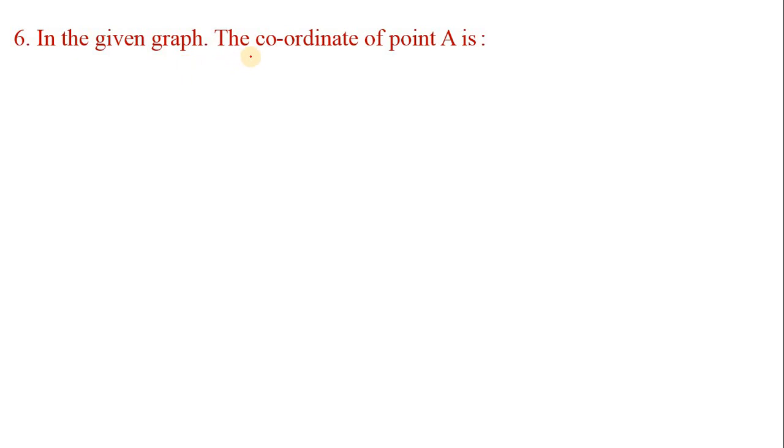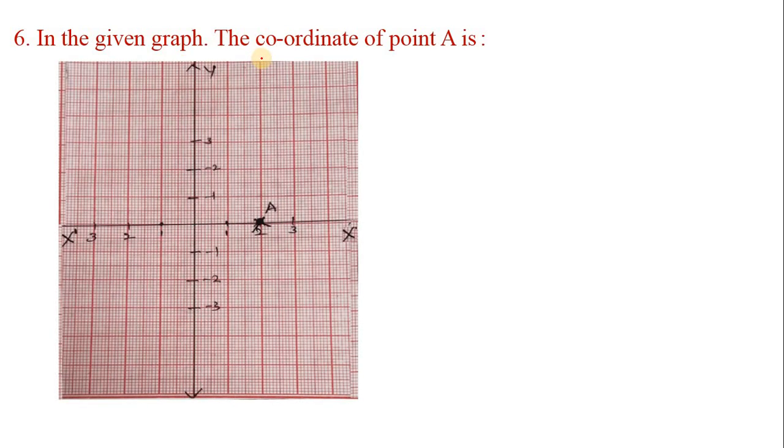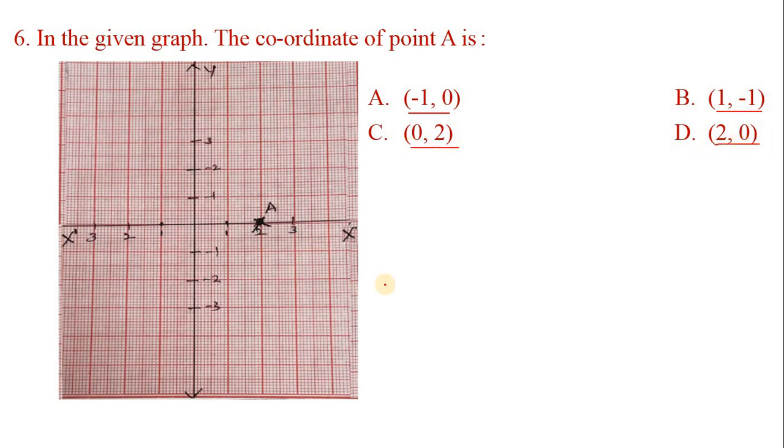Next, in the graph, the coordinate of point A is. This is the given graph, children, and point A they have marked here. Now we have to write its coordinate. Actually, this kind of problem you could have solved in your 9th and 8th standard itself. The given options are (-1, 0), (1, -1), (0, 2), (2, 0).